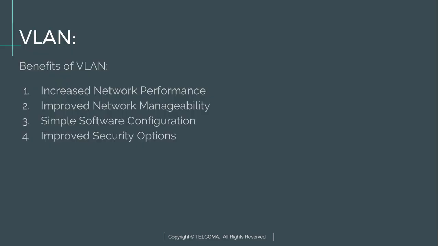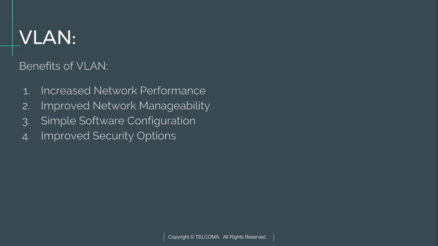The next is the benefits of the VLAN. The first is increased network performance. It means by dividing the network according to the network requirements, the routing of the network in a particular domain reduces the network traffic, so this increases the network performance. Then there is improved network manageability, as VLAN provides an easy, flexible and less costly way to modify the logical groups. Next is simple software configuration.